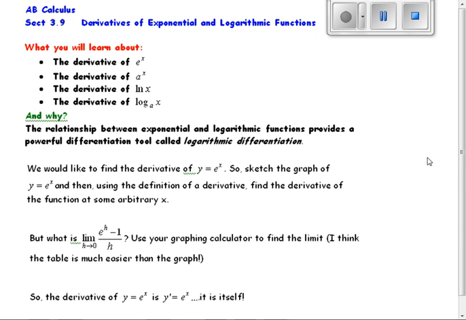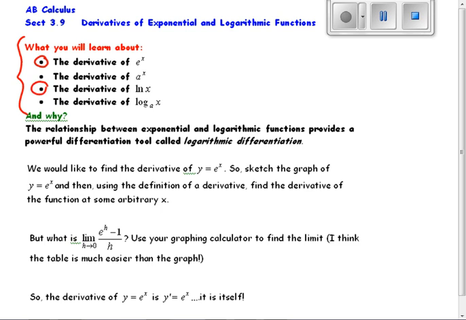Okay, I don't believe that you have this part right here, but this is what this section's about. We're going to do the derivative of e to the x, a to the x, where a is just a number, the natural log of x, and a log of some other base than e. And honestly, the focus of the exam is going to be on e to the x and the log of x. You're going to see lots and lots of those types of problems.